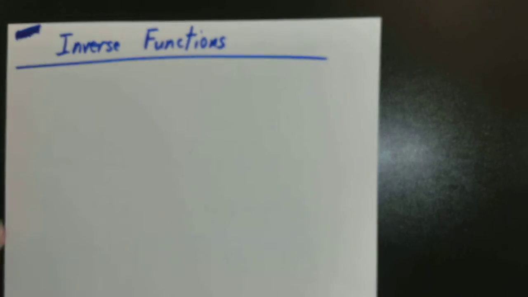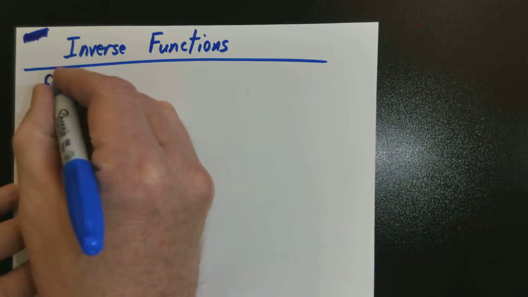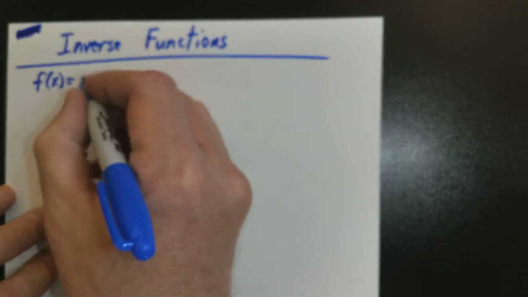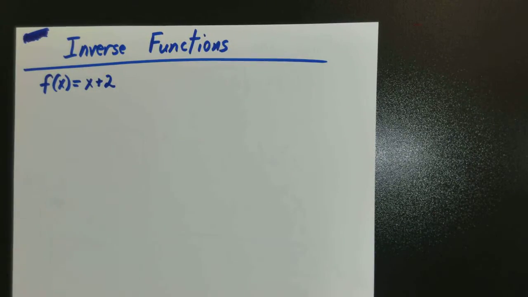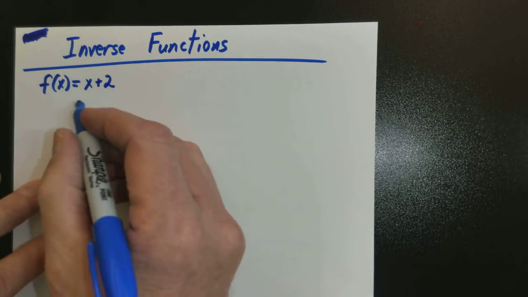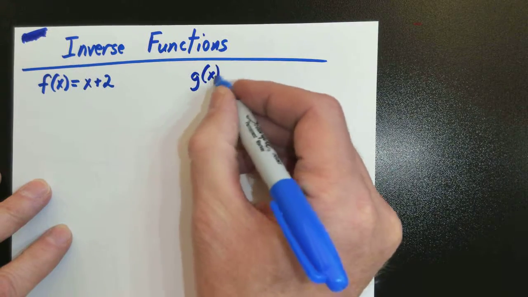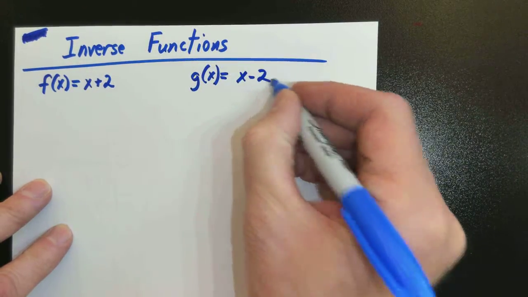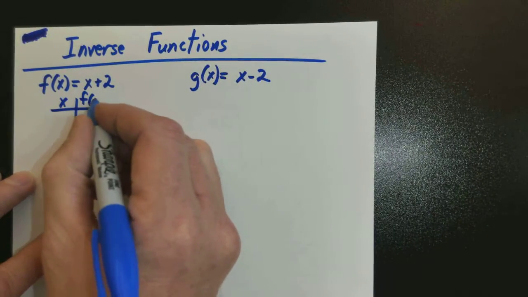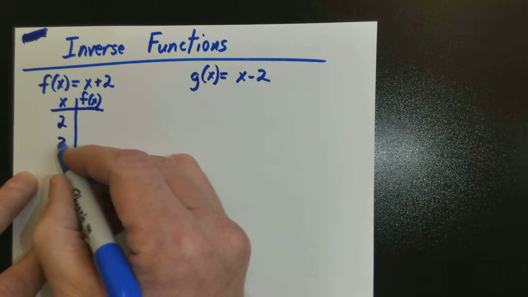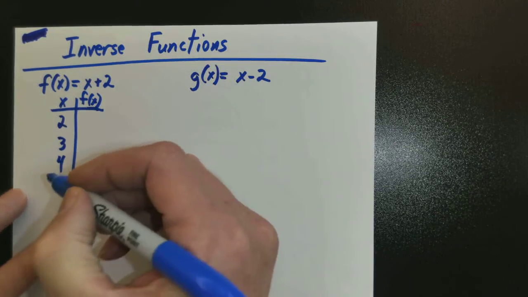All right, inverse functions. Let's start with f of x equals x plus 2, and let's do g of x equals x minus 2. Let's make a short little table here.